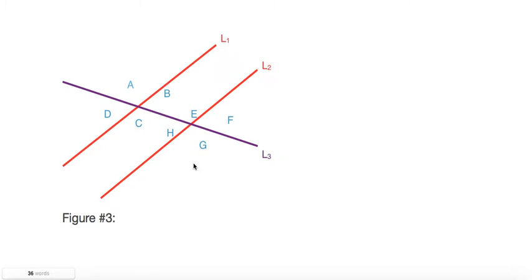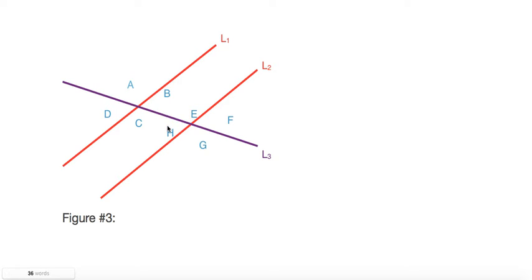The second type of angles I want to talk about are alternate interior angles. These are angles on opposite sides of the transversal line and inside the parallel lines. So it's going to be this area here. And using that definition, we can say angle C and angle E are alternate interior angles, and angle B and angle H are alternate interior angles.